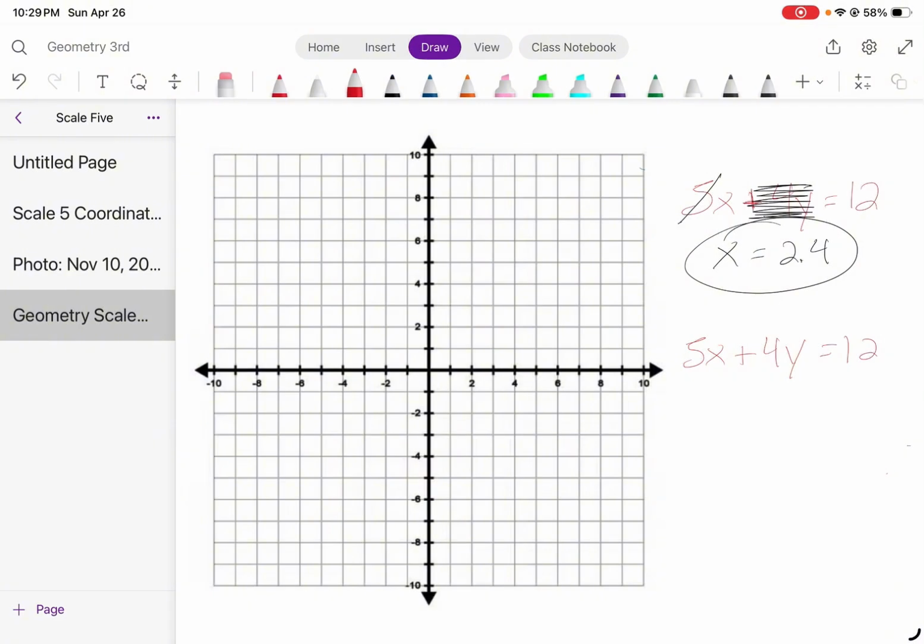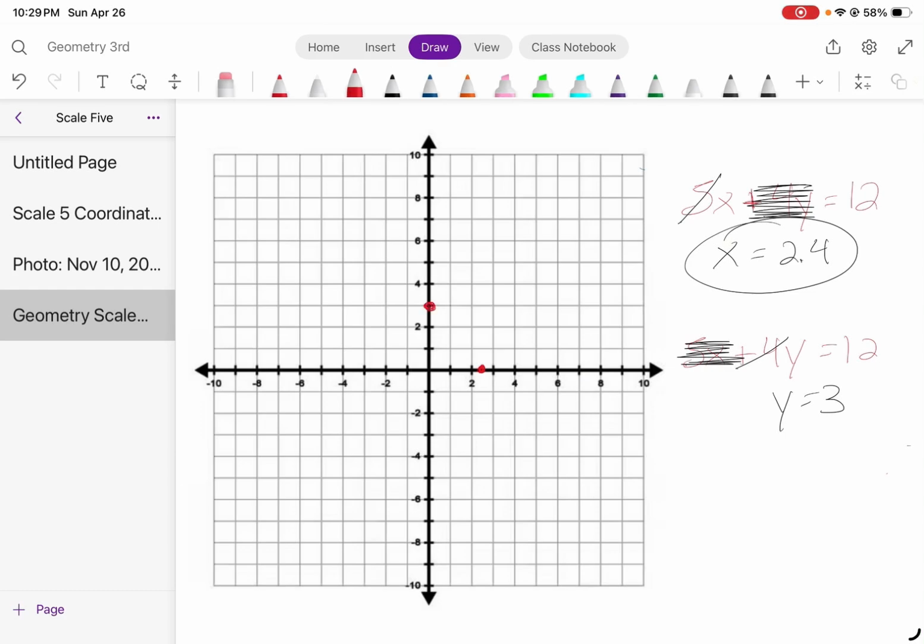So 2.4 is located a little bit less than 2.5, a little bit less than halfway between 2 and 3. So it's going to be somewhere around in there. Like I said, as long as you're close, it'll be okay. In order to find the y-intercept, we now plug in 0 for x, divide by 4, and we get y is 3. So we're going to cross the y-axis, which is the up and down axis, at 3.